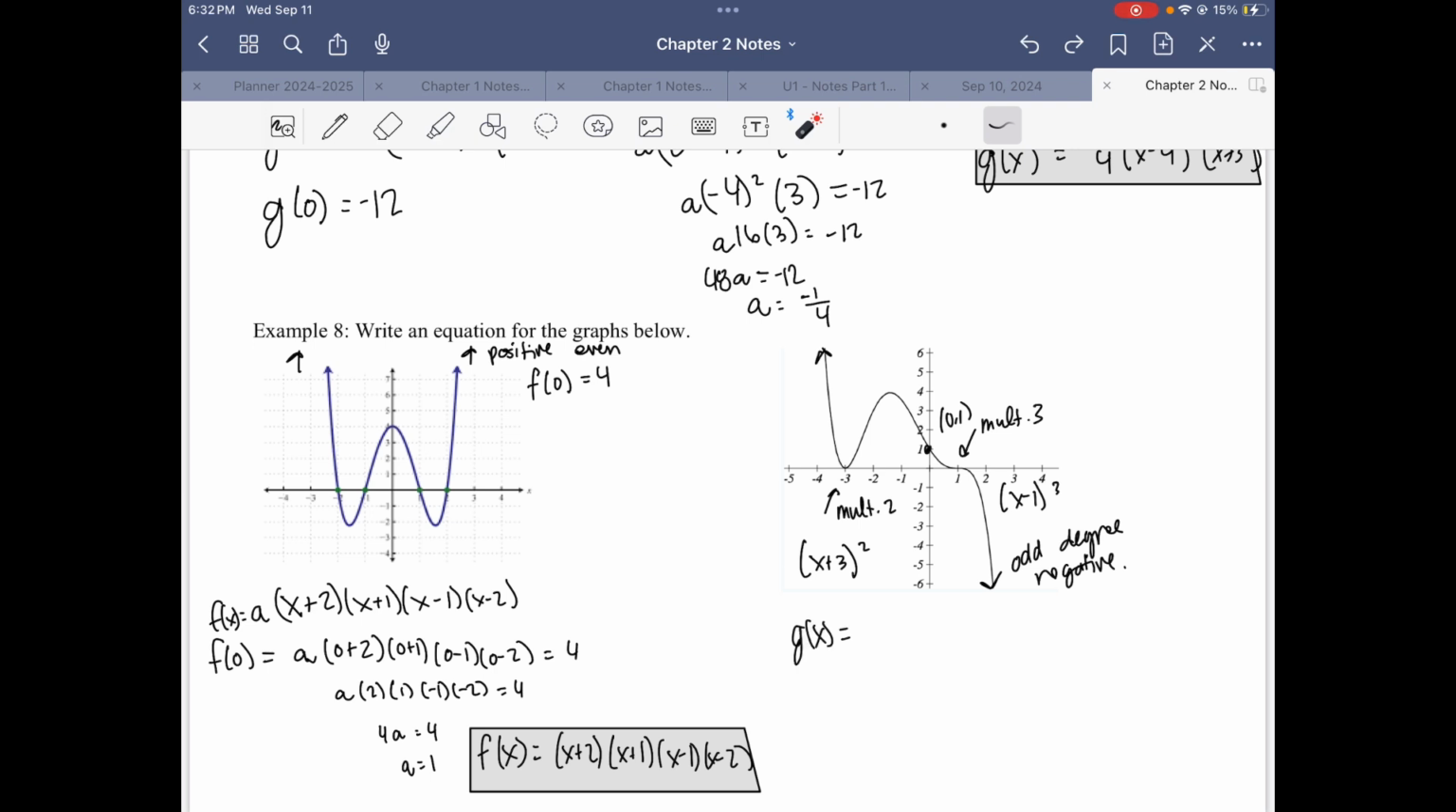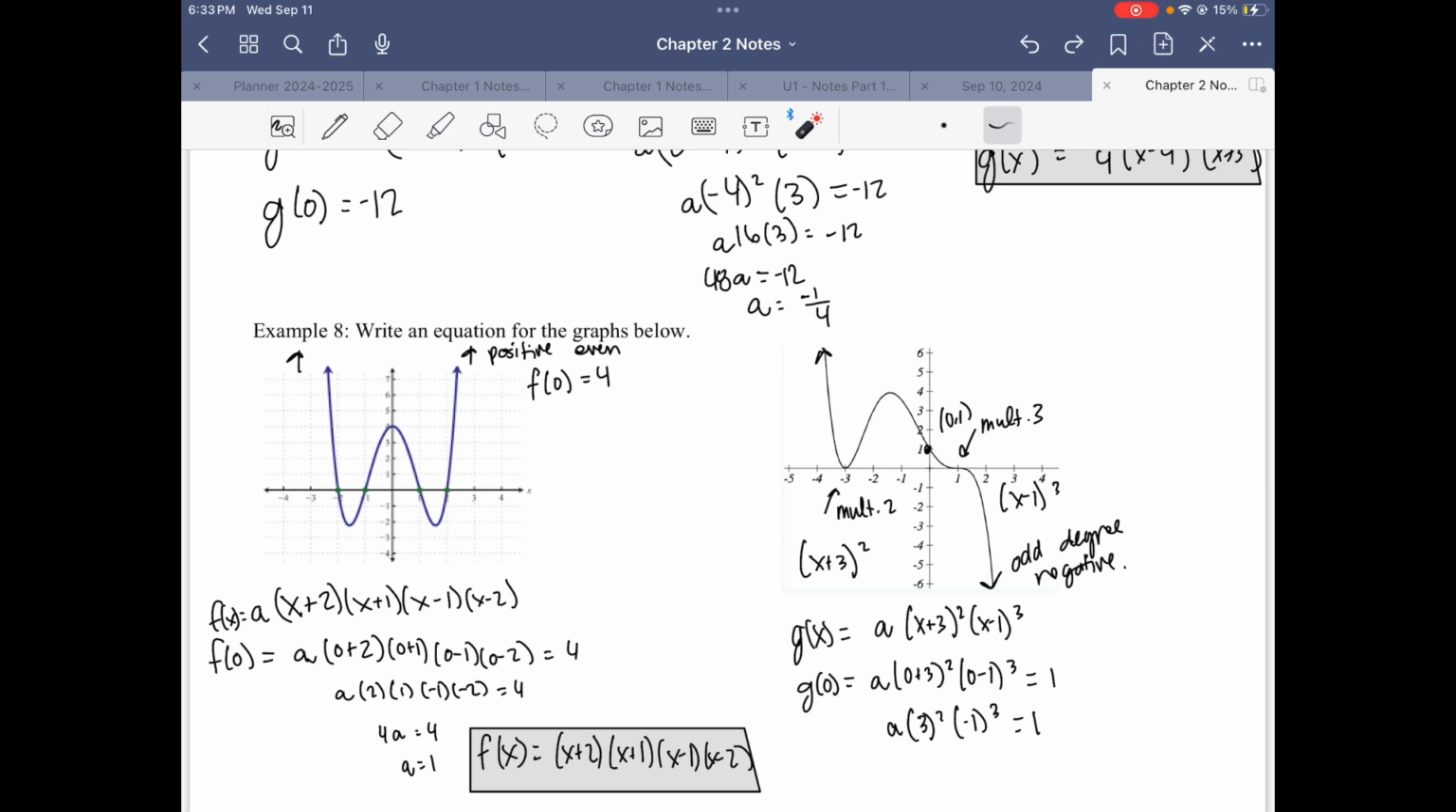So then we have to write it. I don't know my a. I don't know my leading term right now, so I'm going to leave it as just some a. But I do know that we've got an x plus 3 squared, and I know I've got an x minus 1 to the third. I also know that g of 0 is supposed to equal 1. So if we plug 0 in and set it equal to 1, we should be able to find our a.